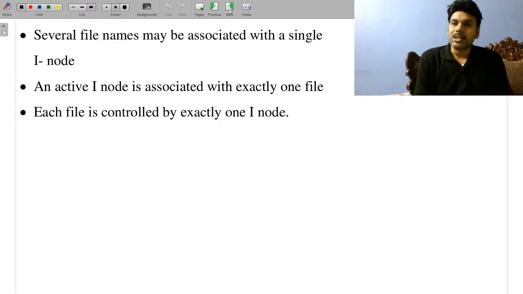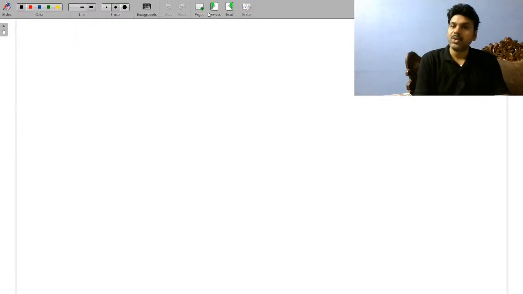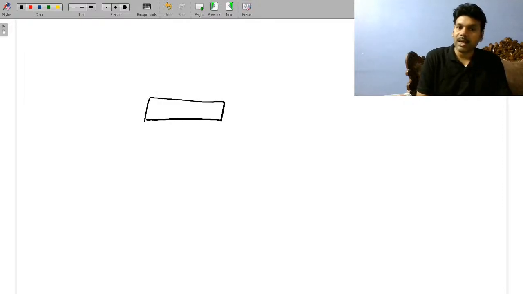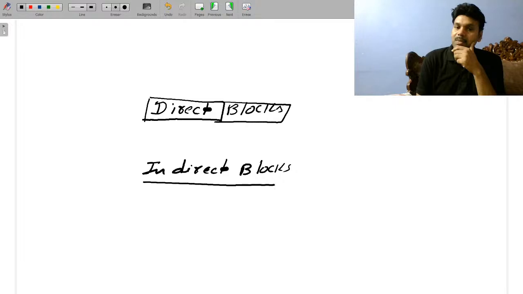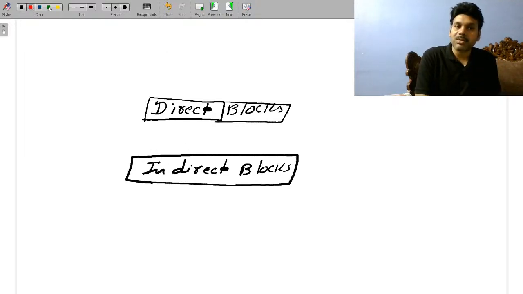Now you see what the inode structure is. The inode structure is like this. We have direct blocks. What do these direct blocks have? We have indirect blocks. Two varieties of blocks are there: direct blocks and indirect blocks. When you are talking about direct blocks, they are going to store data. Simple answer: they store data.